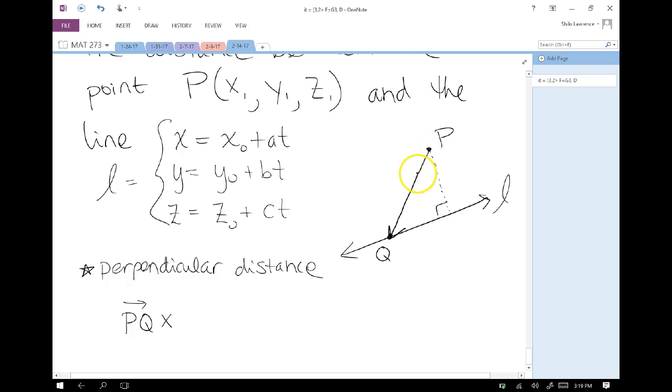So PQ is here, this line is here, and if you think of them as both being flat on the board, the normal vector is going to come straight out at us, which is normal to that line. So PQ crossed with the direction vector for that line. V is the direction vector for the line. So V is ABC.